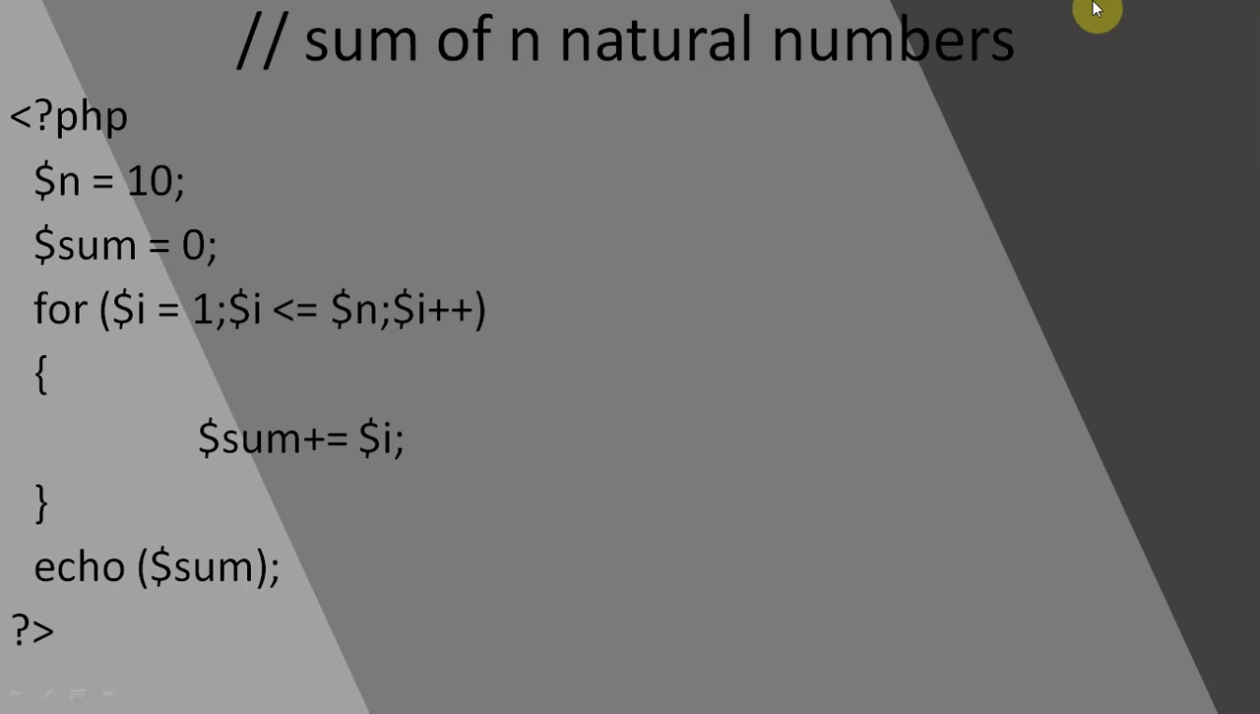However, in the for loop we have initialization, condition, and increment. So this is the slight difference between the for loop and the foreach loop.